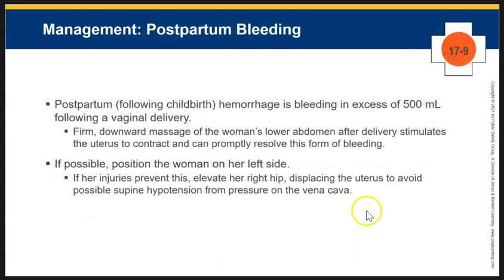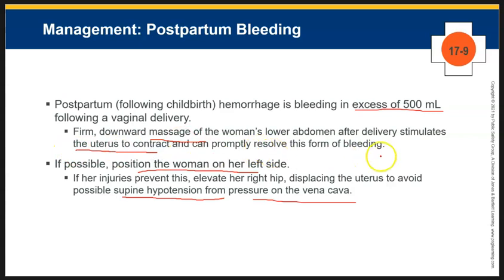Now, in the case of delivery, we may encounter postpartum bleeding, and that hemorrhage can be in excess of 500 mils. So we can do a couple of things. Make sure the woman is on her left side, and this will prevent any lowered blood pressure due to pressure on the vena cava. And massage of the lower abdomen can stimulate the release of oxytocin, which causes the uterus to contract, and that muscle contraction can help resolve some of this bleeding.